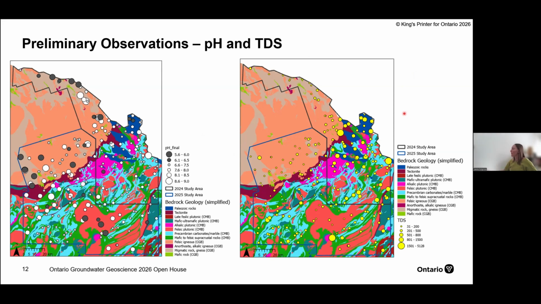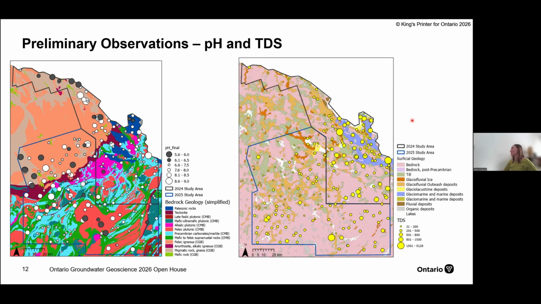TDS tended to be higher in the metasedimentary belt, being found all the way up to just over 5,000 milligrams per liter. So I think 9 of our samples were no longer considered fresh, but are considered brackish, over 1,000 milligrams per liter. But there's also a relationship not just with bedrock, but with the superficial geology. There tends to be higher TDS, once again, around these glacial marine deposits that were mentioned before. And that makes sense, as they've been found in other areas to contribute dissolved solids to groundwater.